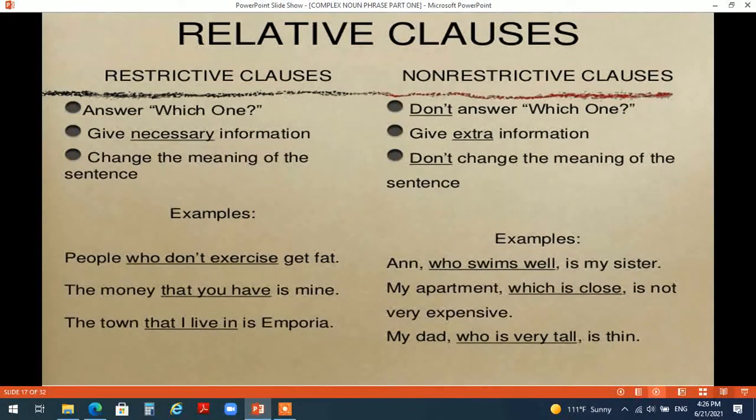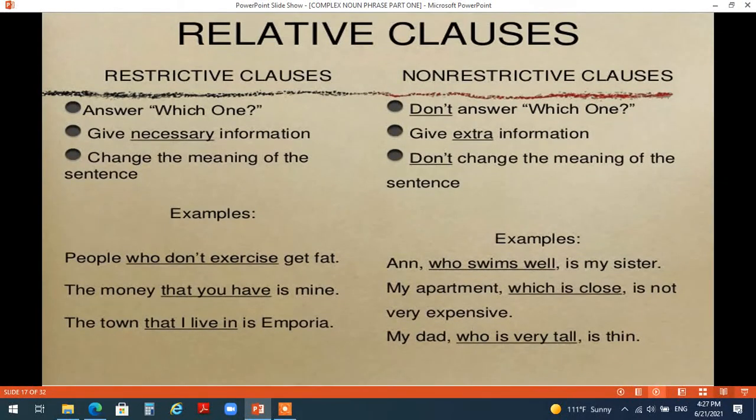non-restrictive clauses. Anne, who swims well, is my sister. As you can see here, we have a non-restrictive clause, who swims well, and this non-restrictive clause is put between two commas. لازم ضروري جدا إذا كان عندي non-restrictive clause أن أستخدم الفوارز. إذا Anne is the head noun, and it has been post-modified by using the non-restrictive relative clause, who swims well.